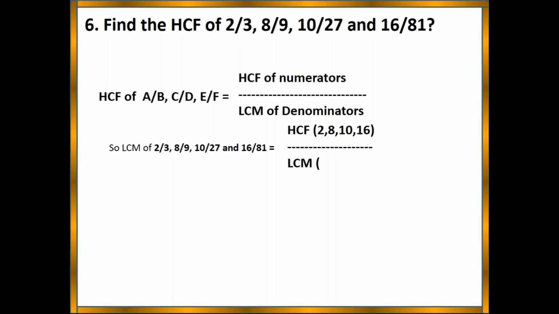LCM of the denominators 3, 9, 27, 81. If you observe clearly, 3, 9, 27, 81 are all powers of 3: 3 power 1, 3 power 2, 3 power 3 and 3 power 4. Compulsorily the common multiple should be 81 only. So the answer is 2 by 81. Have all of you understood?